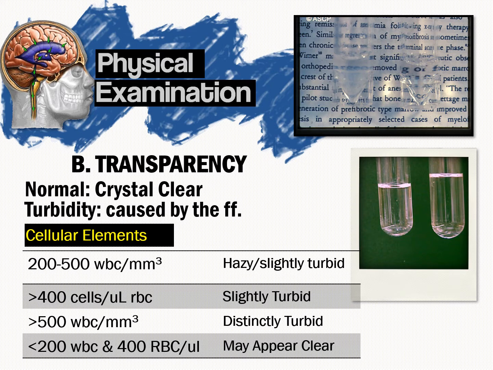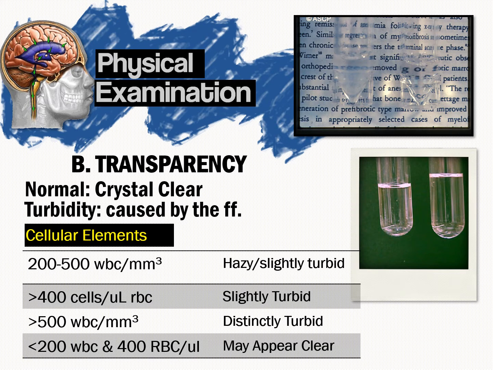A normal CSF is crystal clear, like water. Turbidity is usually caused by the following. We have cellular elements. Around 200 to 500 WBCs may cause slight turbidity. 400 RBCs or more per microliter will also show slight turbidity. About 500 WBC or more will cause the CSF to be distinctly turbid. With less than 200 WBC and less than 400 RBC, the CSF may appear clear.